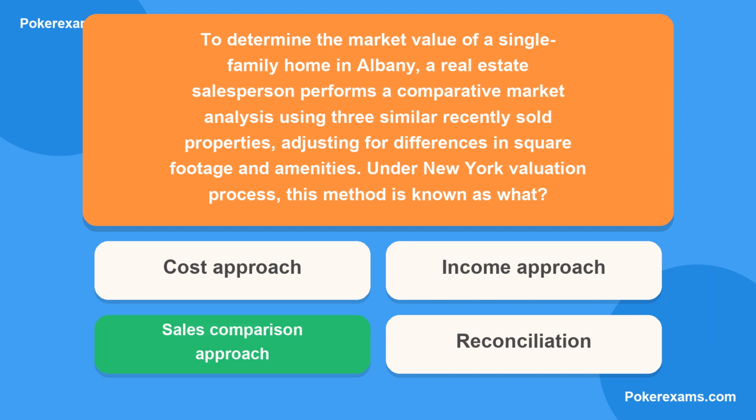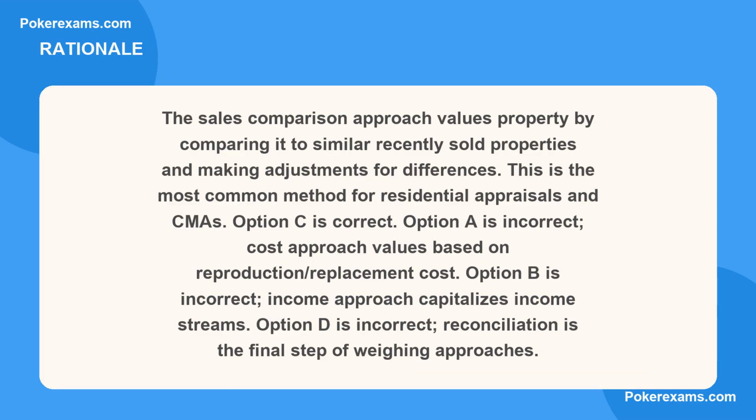The correct answer is C. Here is why. The sales comparison approach values property by comparing it to similar recently sold properties and making adjustments for differences. This is the most common method for residential appraisals and CMAs. Option C is correct. Option A is incorrect. Cost approach values based on reproduction/replacement cost. Option B is incorrect. Income approach capitalizes income streams. Option D is incorrect. Reconciliation is the final step of weighing approaches.